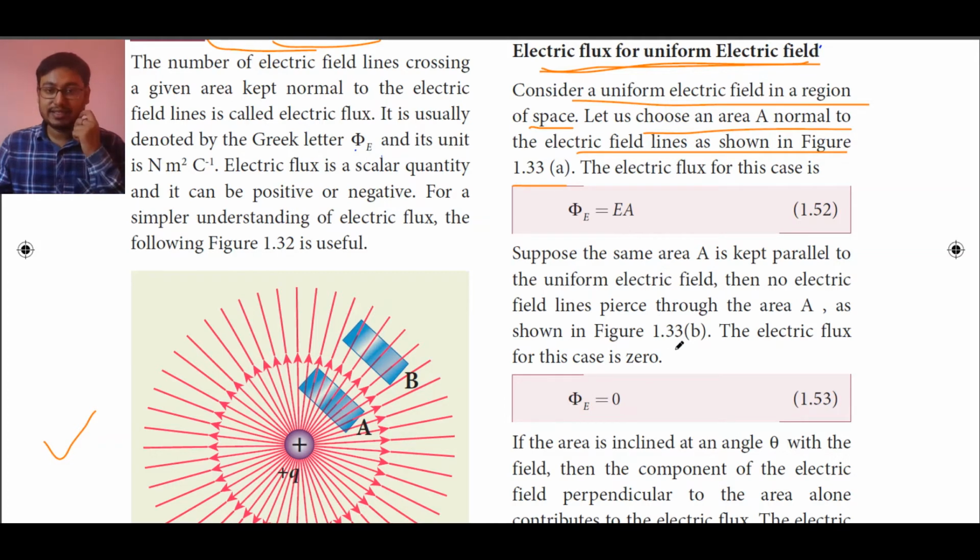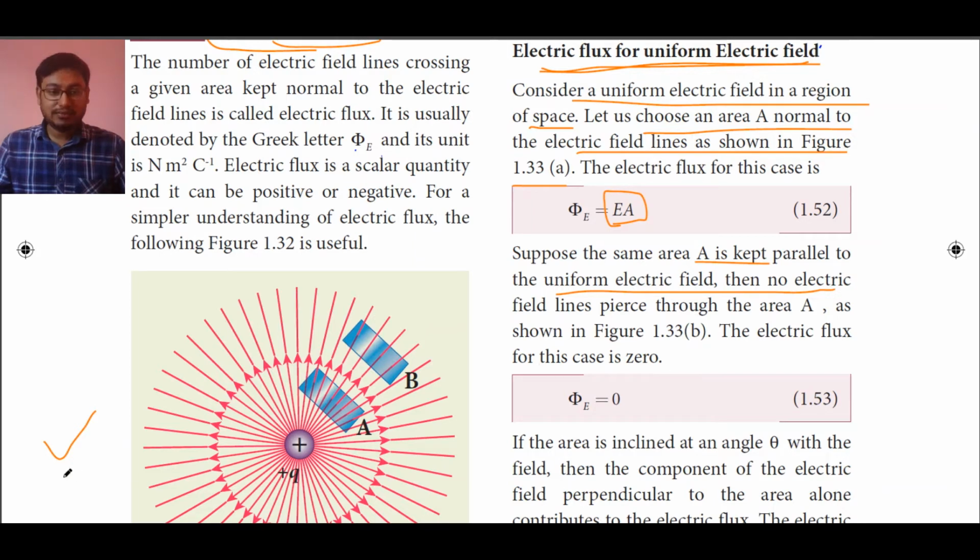area of the region. Suppose the same area A is kept parallel to the uniform electric field, then no electric field lines pierce through the area A as shown in figure 1.33b. Then the electric flux for this case is 0.